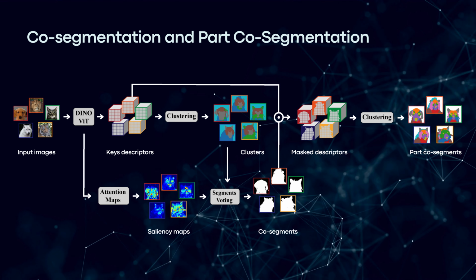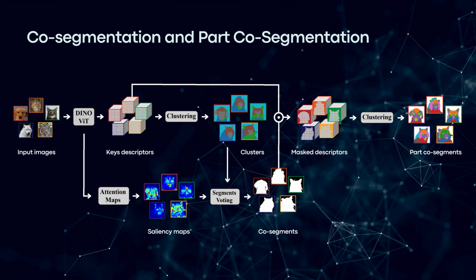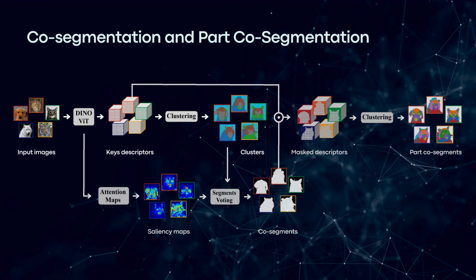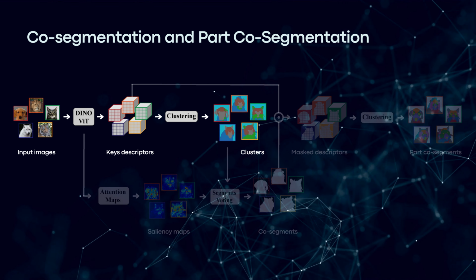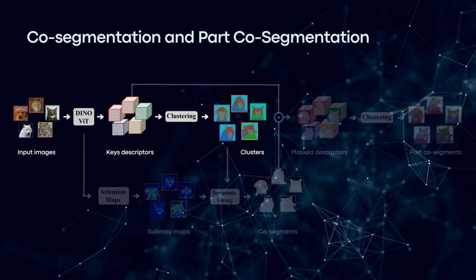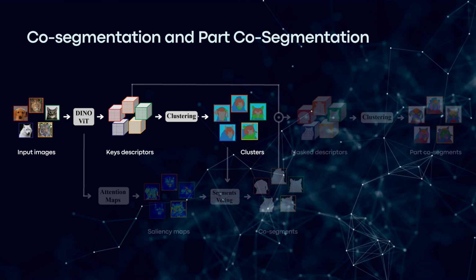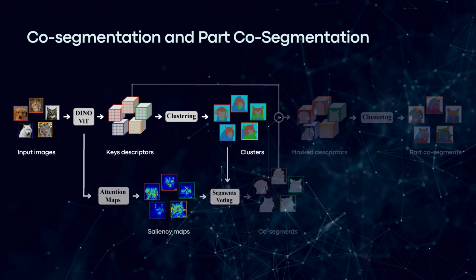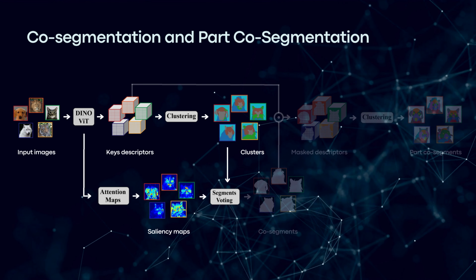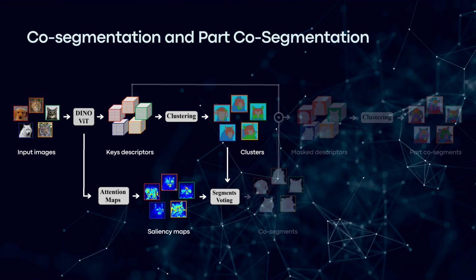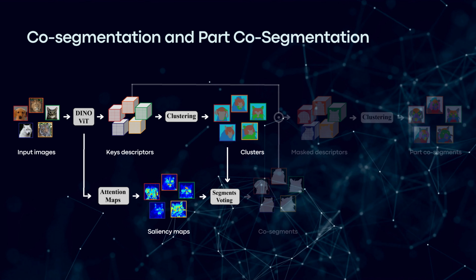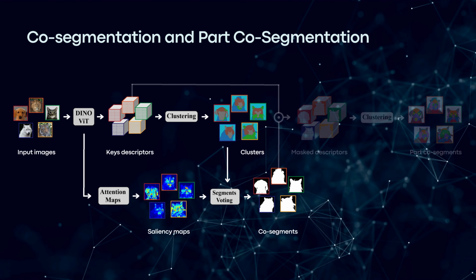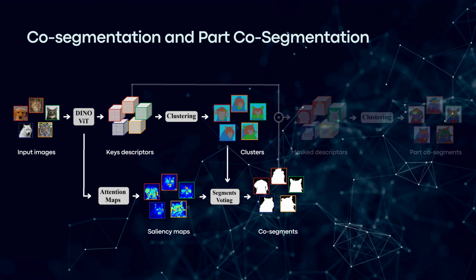Now, let's take a look at the pipeline for co-segmentation and part co-segmentation. For co-segmentation, a clustering and voting approach is applied. As displayed, the input images are fed separately to Dino and the key descriptors are obtained. All the extracted descriptors are then clustered together by k-means clustering. The saliency maps are also obtained from the self-attention maps. Then a simple voting procedure is used to select clusters that are salient and common to most of the images. And as a result, each cluster is assigned as foreground or background.